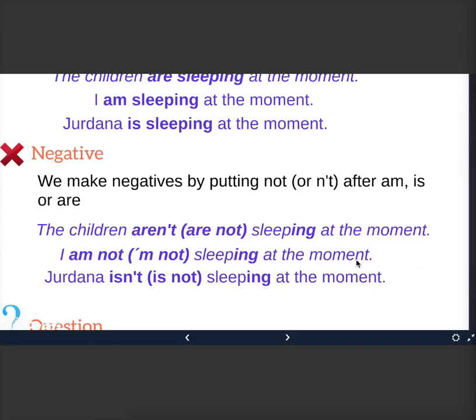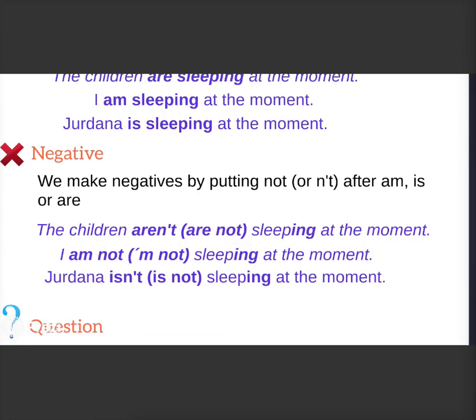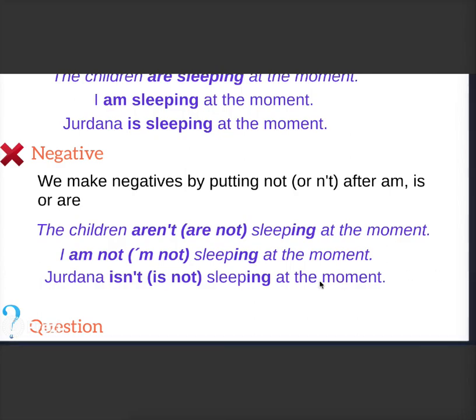Mariana, can you please help me reading these three examples? The children are not sleeping at the moment. I am not sleeping at the moment. Jordan is not sleeping at the moment. Okay, thank you, Mariana. Look at these guys.